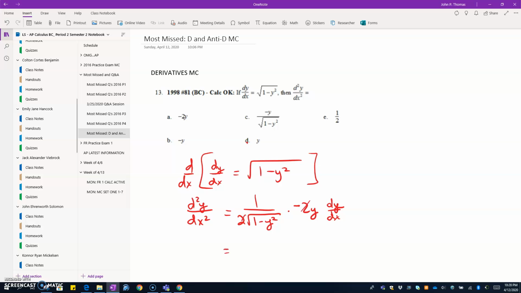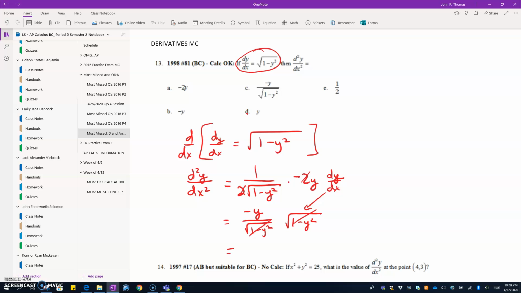All right, so I'm going to look to clean this up a little bit. I've got the 2's canceling, so I have negative y over square root of 1 minus y squared. And then I need this dy/dx, but up here at the top they've told us what that is. So I'm going to do a substitution for that dy/dx and put a 1 minus y squared in. Now these cancel. When I cancel those out, I end up with just a negative y, which means that our correct answer would be B. All right, so B is the right answer on that one.